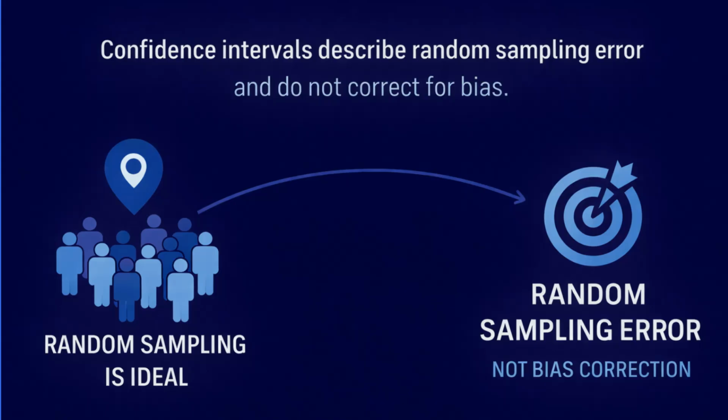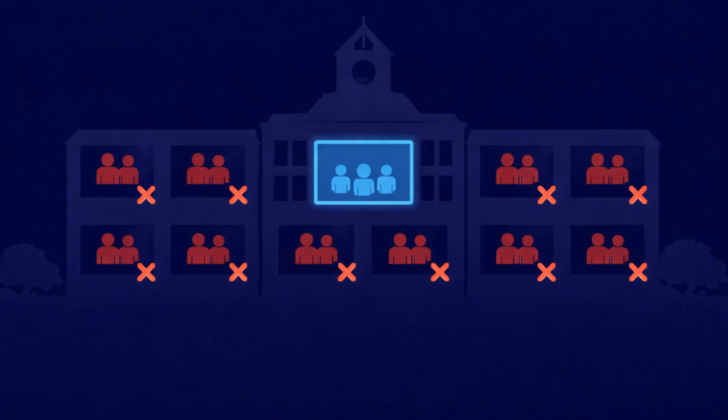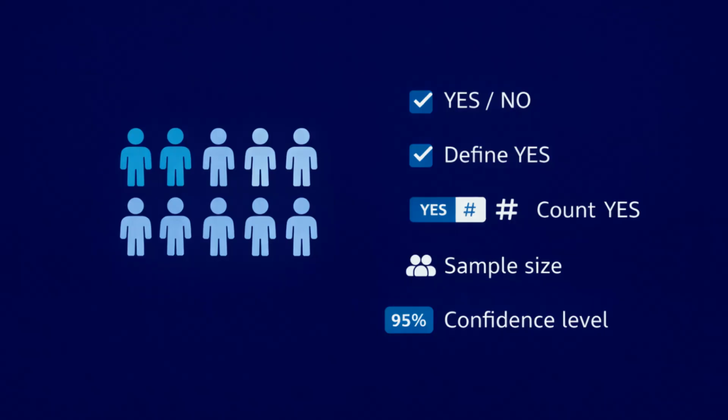Confidence intervals for proportions rely on samples that reasonably represent the population. Random sampling is ideal. Confidence intervals describe random sampling error and do not correct for bias. For example, surveying only students in one class would not represent all students at a college, even though the software would still produce an interval. The method also works best when there are enough yes and no responses. If the sample is very small or nearly all responses fall into one category, the interval may not be reliable even though the software produces a result.